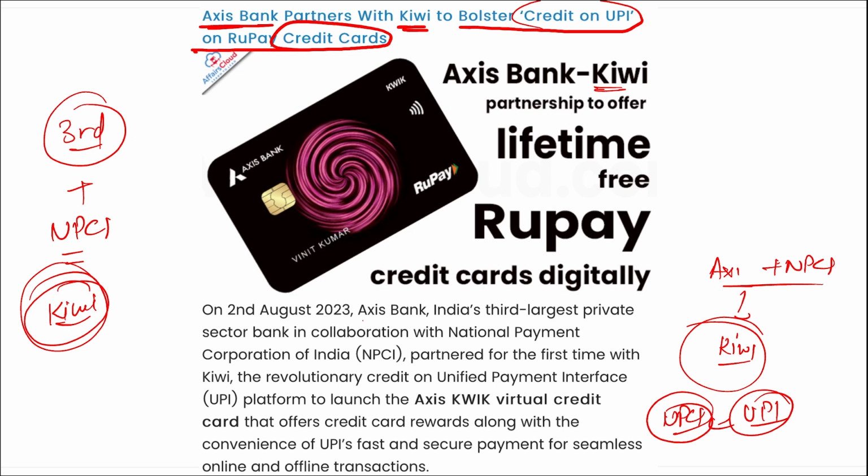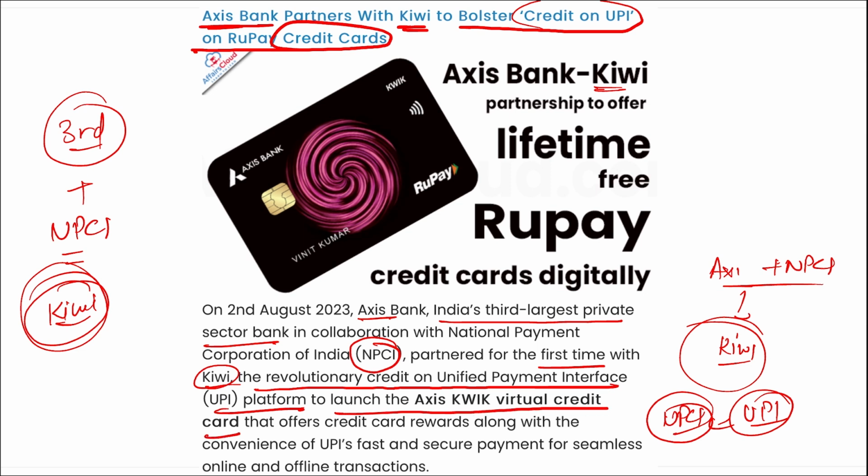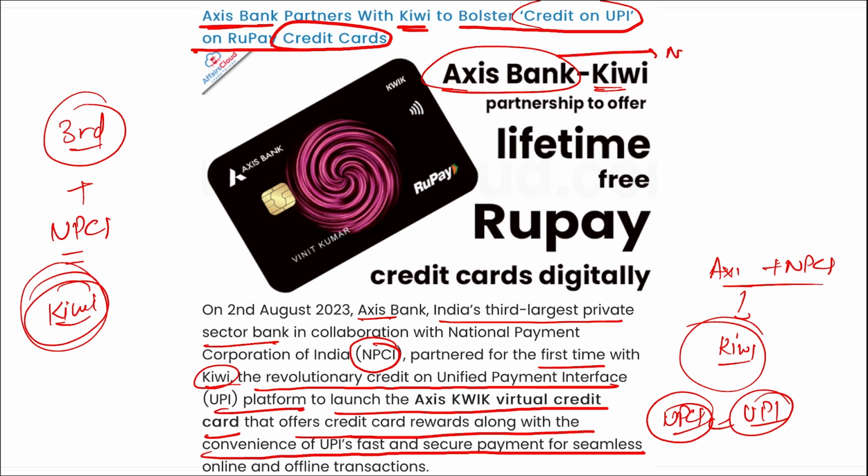So coming back, it is Axis Bank, the third largest private sector bank. They collaborated with NPCI and partnered for the first time with Kiwi, a revolutionary credit on UPI platform, to launch the Axis Kiwi virtual card that offers card rewards along with the convenience of UPI's fast, secure and seamless payment. Correct? Mark this. So this Kiwi credit card was launched by Axis Bank, and with this they tied up with NPCI, remember.